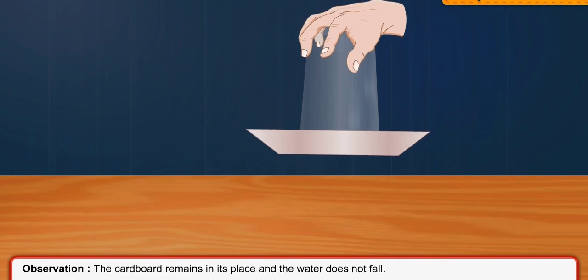Observation: the cardboard remains in its place and the water does not fall. Conclusion: the pressure exerted by the air outside keeps the cardboard in its place.